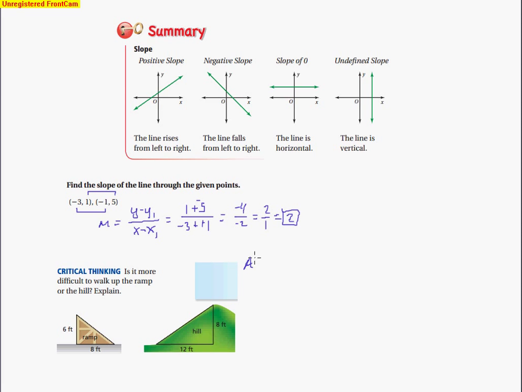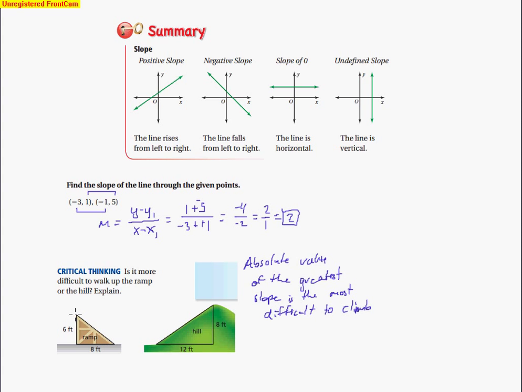So again, the absolute value of the greatest slope is the most difficult to climb. And so I say the absolute value because sometimes we could be heading uphill or downhill.